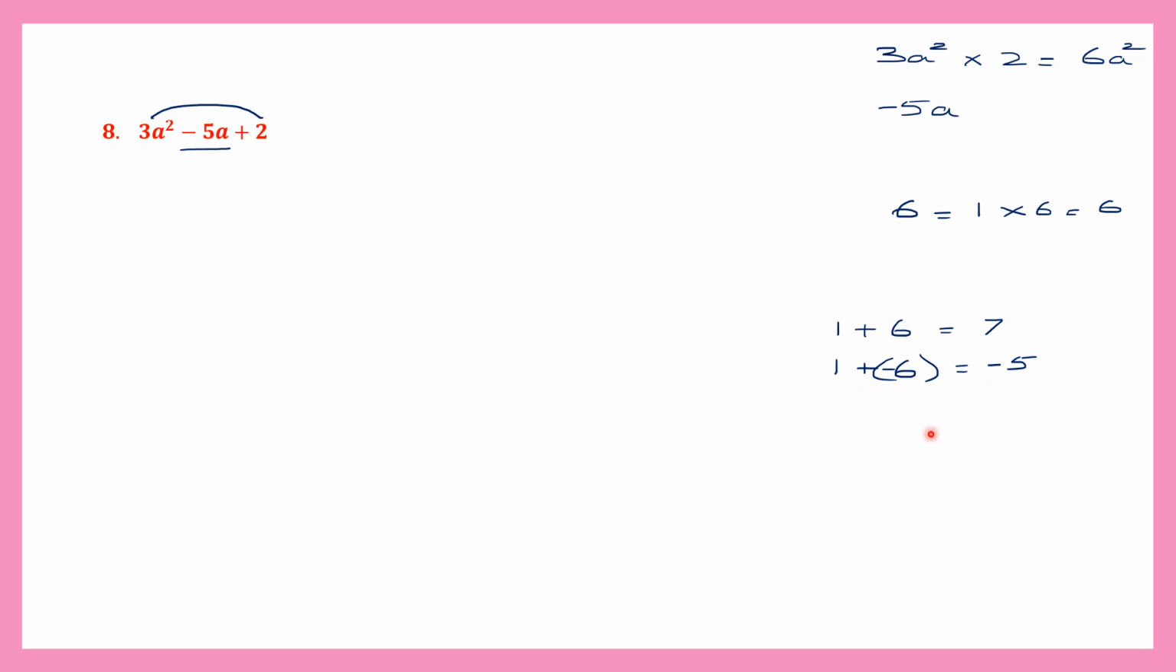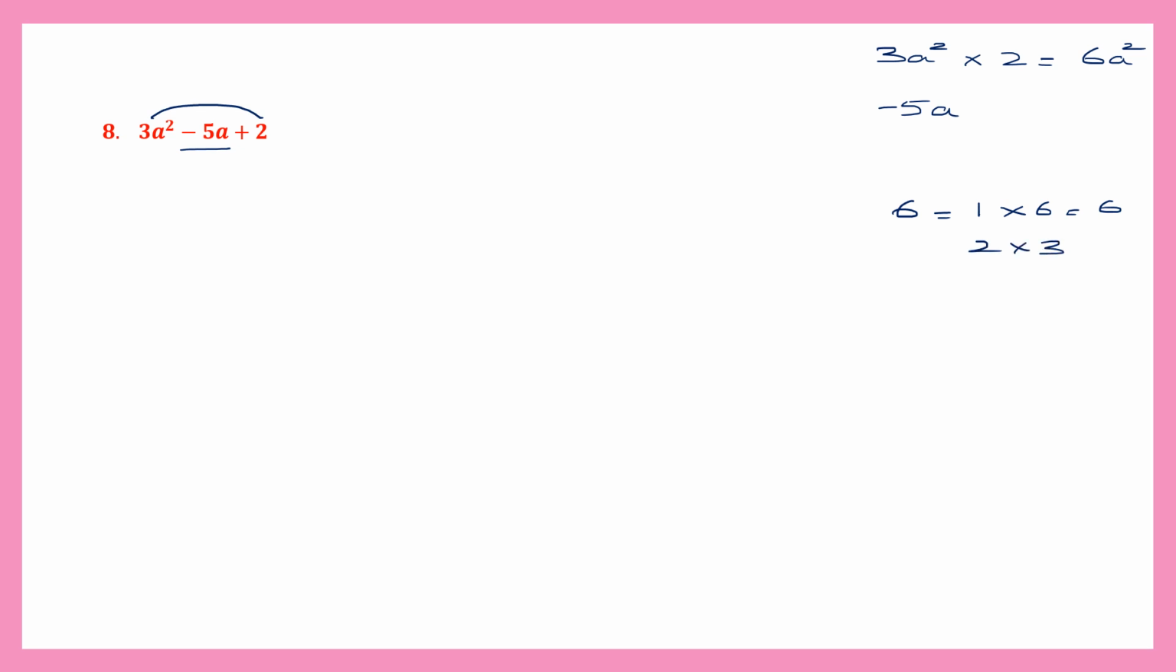When I multiply, do I get that? Let's see. 1 into minus 6 is how much? Minus 6. But look at this. Here we have 6. I need to get 6 and not minus 6. So I cannot take 1 and minus 6. Now if I change the sign of 1, it will still be minus 1 into 6. I will still get minus 6. So I cannot take 1 and 6. So let's look at other factors of 6.